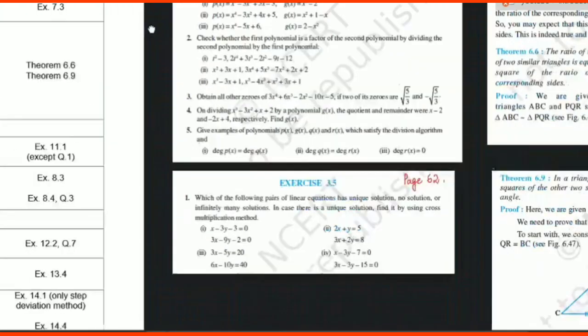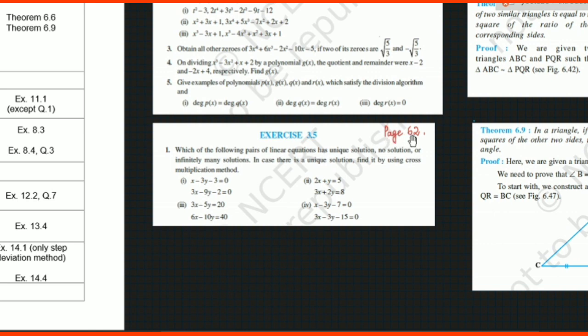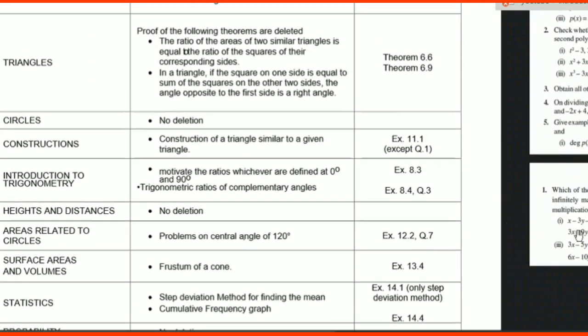See, I'll show the clipping here even. Page number 62, exercise 3.5. The question, see at the last, if you see, find it by using cross multiplication method. There are 4 sums given in the NCERT book, but these 4 sums they may ask to solve by the other 2 methods, but they will not ask to solve by cross multiplication method, right?